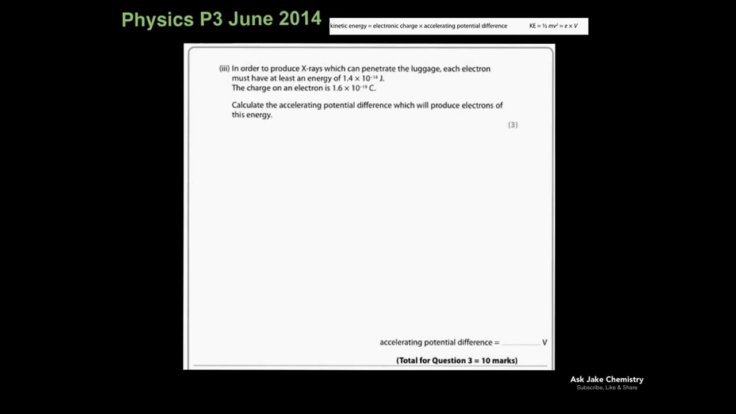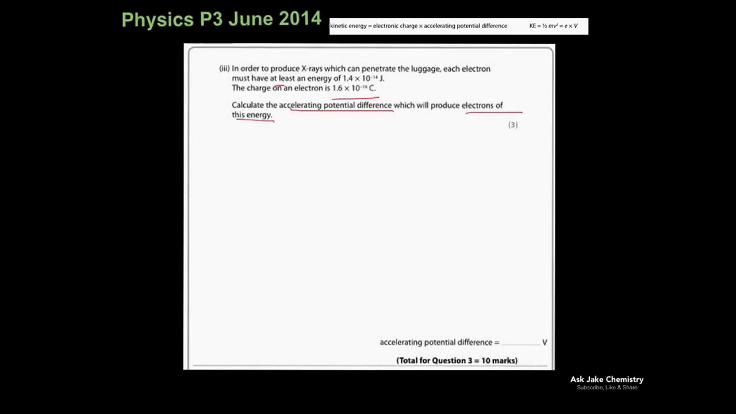For this question, it's a maths question, so you need to really practice before your exam, just in case it comes up. And in this exam, it does, so let's get started. For the first question, it talks about, in order to produce an X-ray which penetrates the luggage, each electron must have at least this much energy, and the charge of an electron is this. Calculate the accelerating potential difference which will produce electrons of this energy.